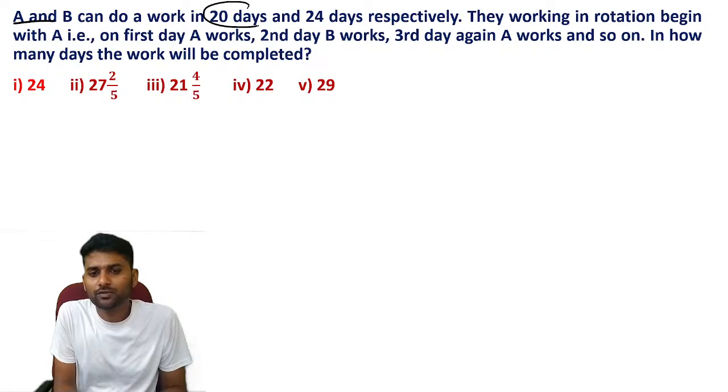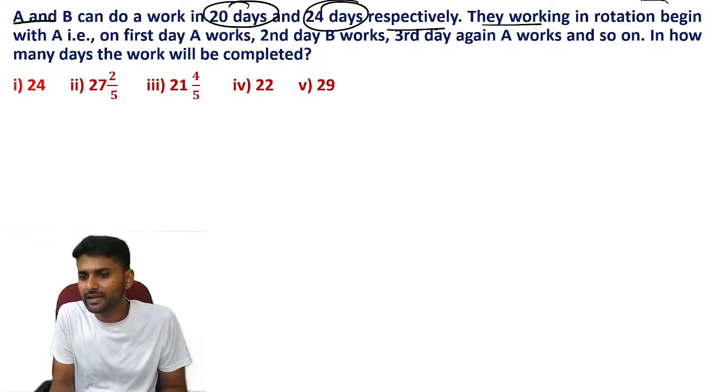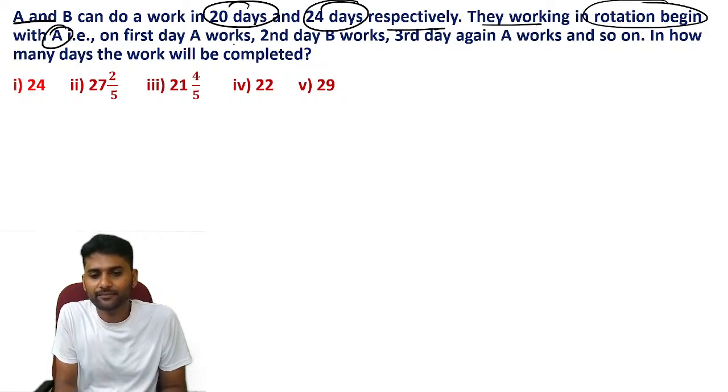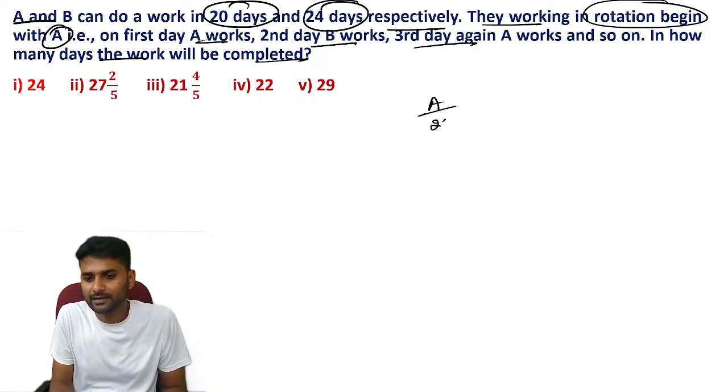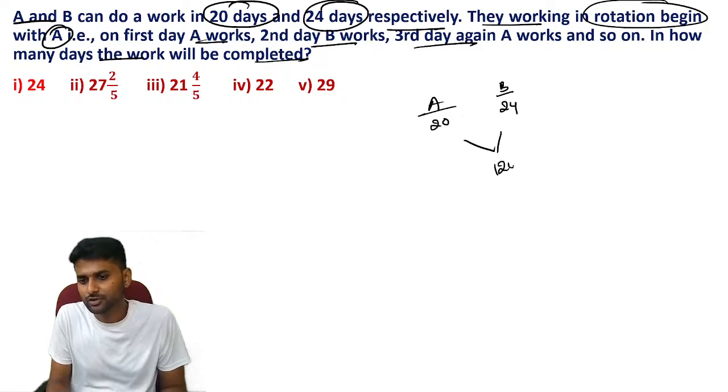A and B can do the work in 20 days and 24 days respectively. They work in rotation beginning with A. First day A, then B, again A. In how many days will the work be completed? A takes 20 days, B takes 24 days. Let us take the total work as 120 units. A efficiency is 6 units per day, B efficiency is 5 units per day.